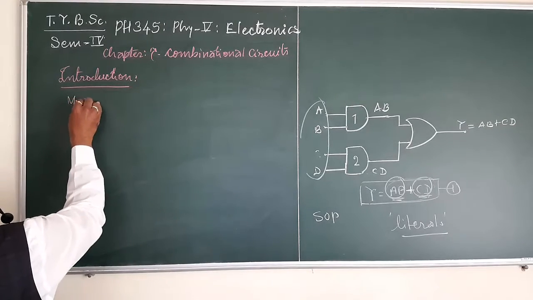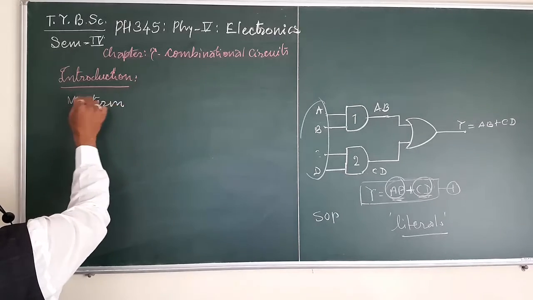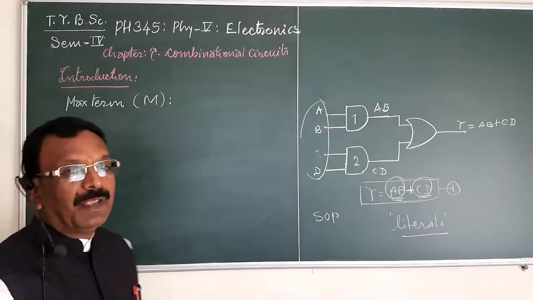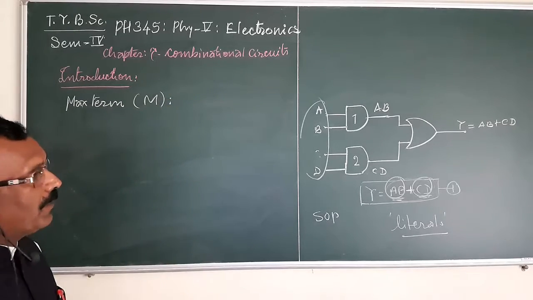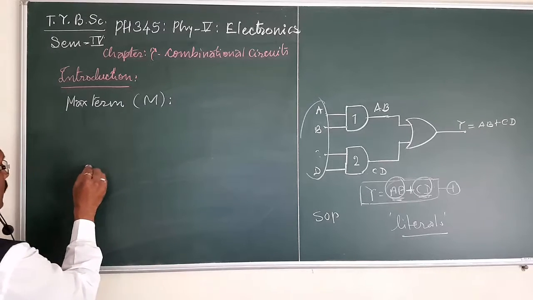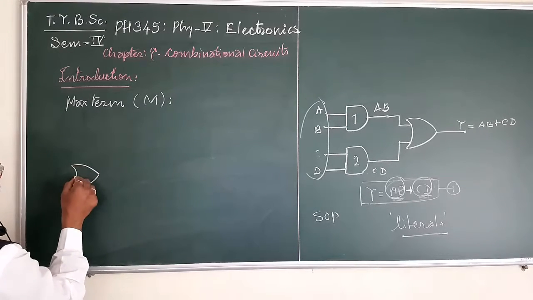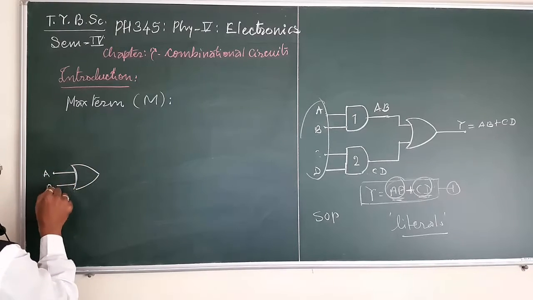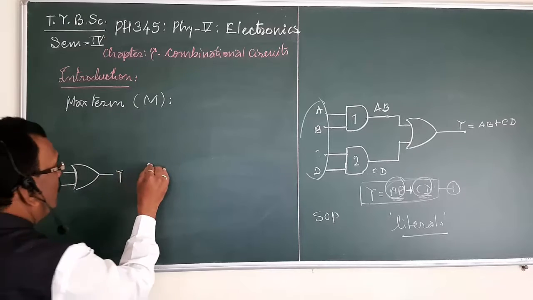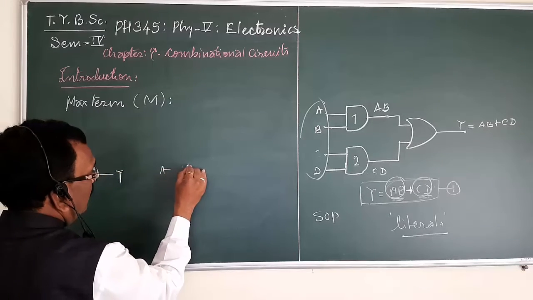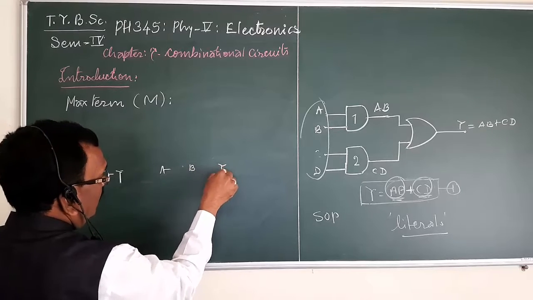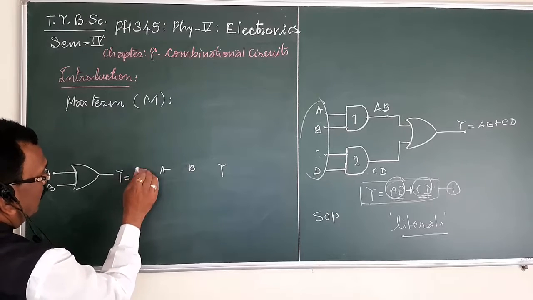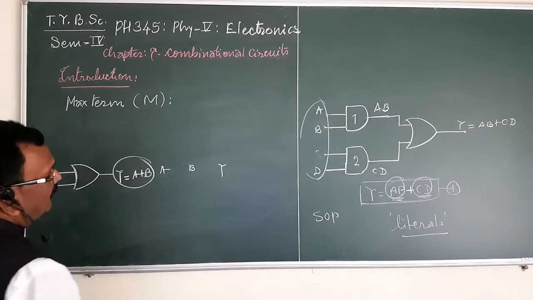Max term. Symbolically it is represented by capital M. See here, suppose this is the OR gate and this OR gate is having two inputs A, B and output Y. So truth table of this A, B and Y. What is the Boolean equation for this? Y is equal to A plus B. This is the Boolean expression.